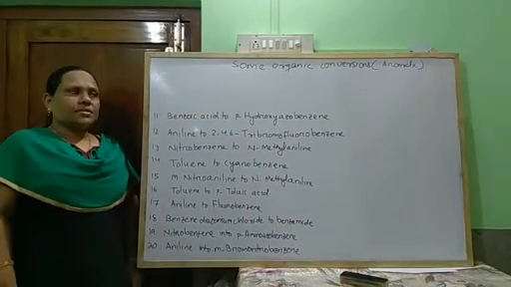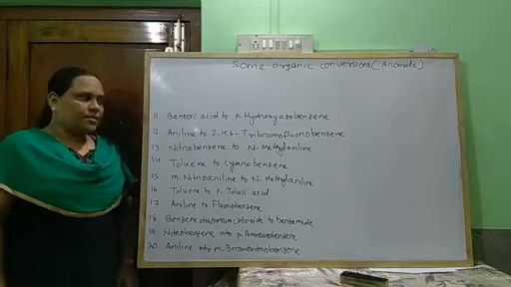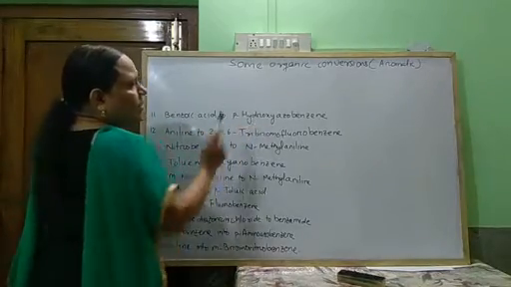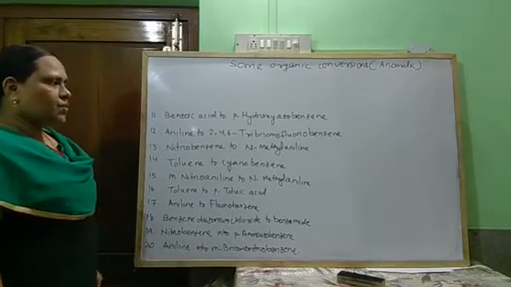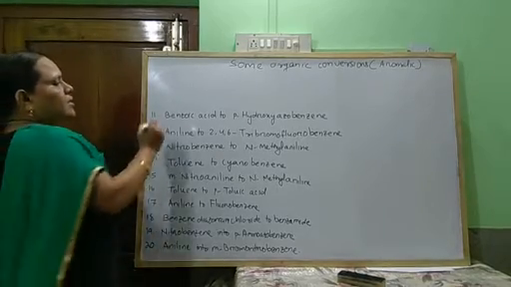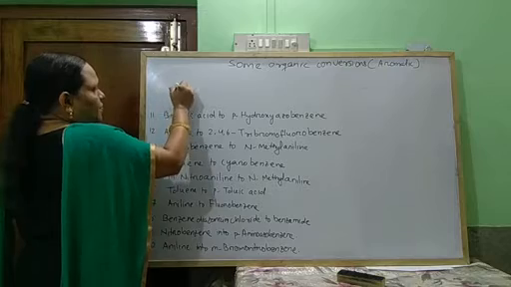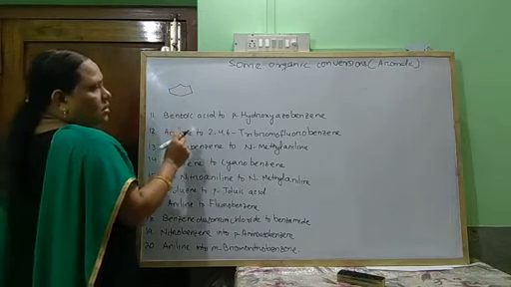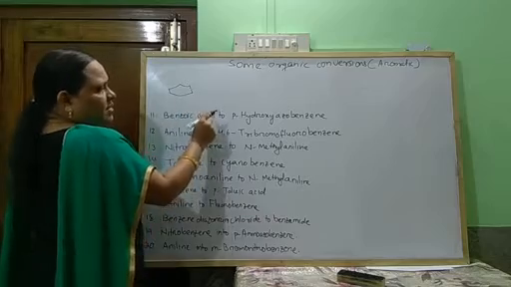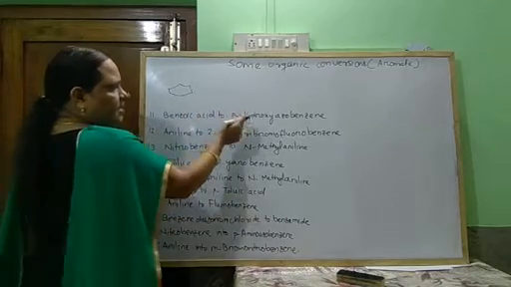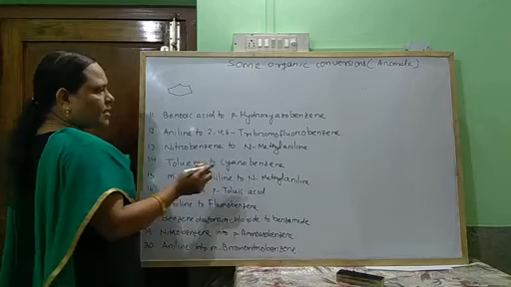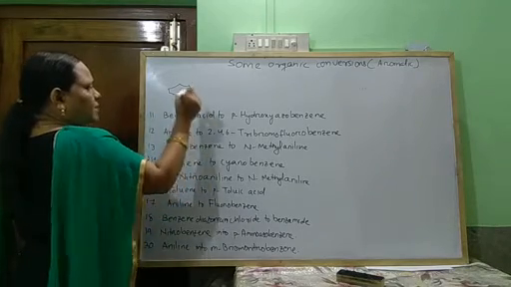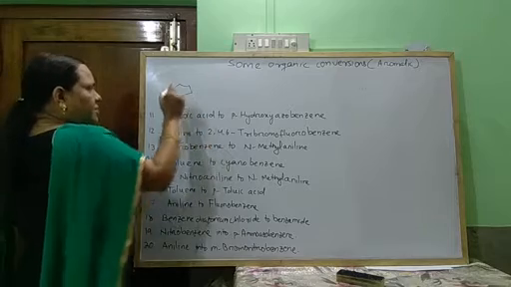Now let us discuss some other conversions. Benzoic acid to para-hydroxyazobenzene. So benzoic acid to para-hydroxyazobenzene means first you have to prepare benzene diazonium chloride, which reacts with phenol to form para-hydroxyazobenzene. So how can we prepare benzene diazonium chloride from benzoic acid?